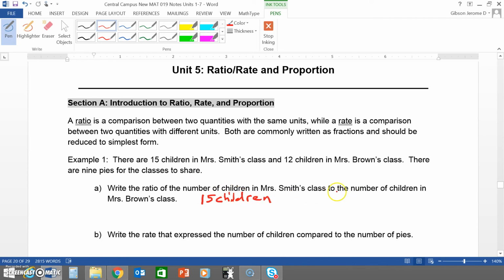And it says we want to write the ratio for Mrs. Smith's class to the number of children in Mrs. Brown's class. And Mrs. Brown's class has 12 children. Now, if you notice, they have the same units. You can simplify out children. And then 15 and 12, they both have 3 in common. So your final answer would be 5/4.